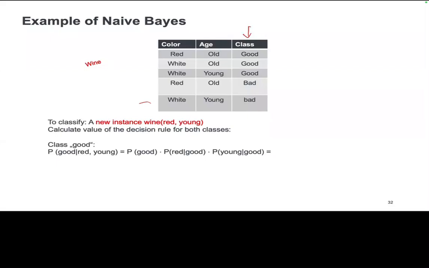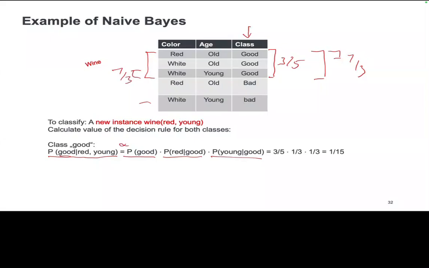So for example, we are interested in what is the probability of a red and young wine to be good. Well, taking into account our naive Bayes formula, this is proportional to the prior probability of seeing a good wine. What is the prior probability for that? Well, it's 3 out of 5 cases. And the probability of a good wine being red, well, of these 3 good wines, 1 of them is red. And the probability of the good wines being young, well, out of these 3 good ones, only 1 is young. And so if you combine that, we have an estimate for good, which is 1 divided by 15.